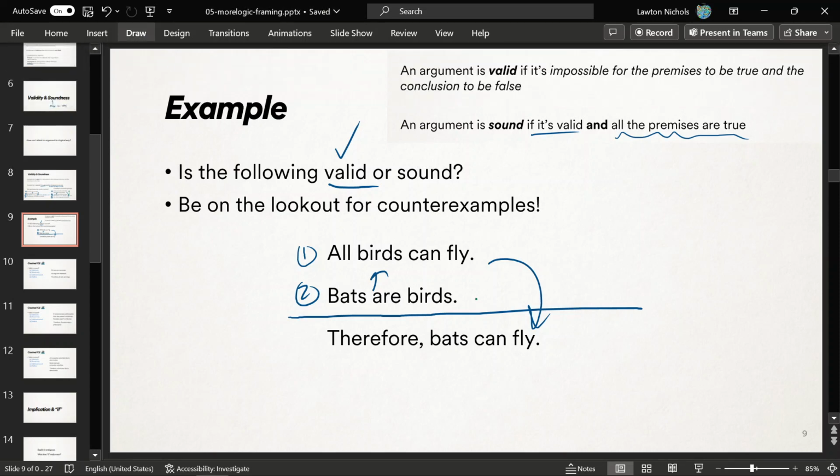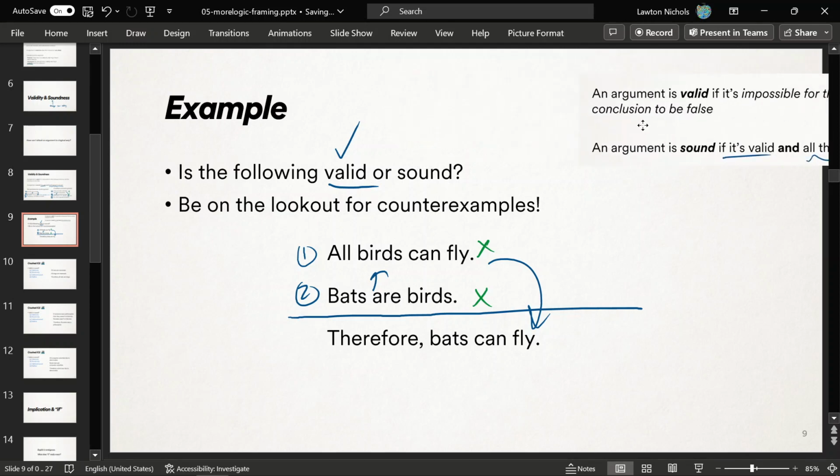Yeah, that's one thing. I had to look that up on Wikipedia. They are mammals. Bats are mammals, so that's not true. And then can all birds fly, too? Now we got penguins and I'm sure other things. Emus. So yeah, that's why it's valid, but it's not sound.